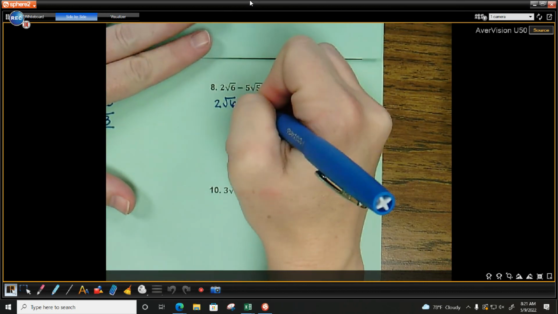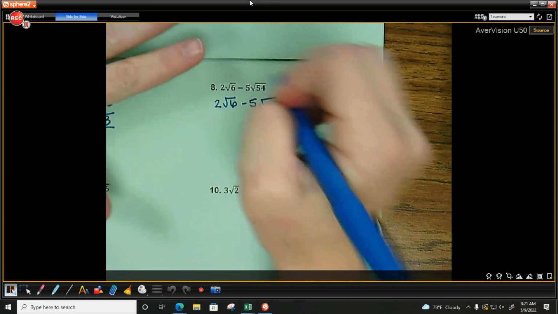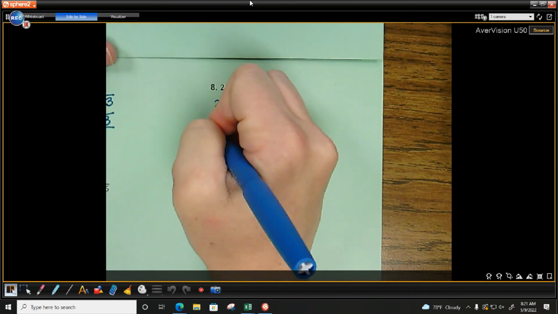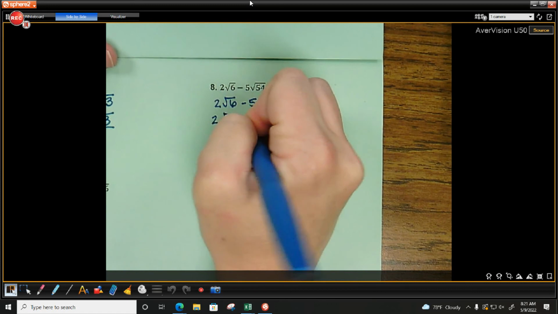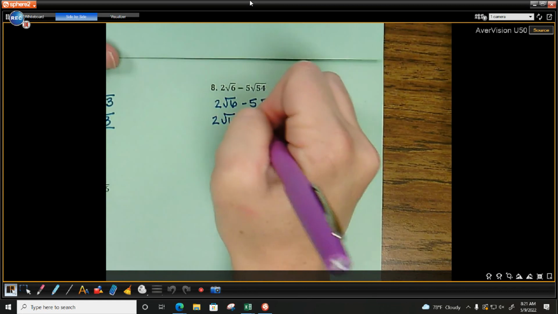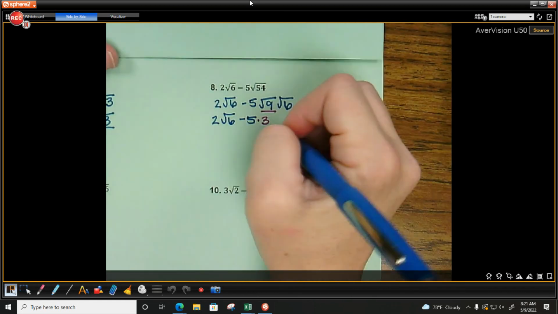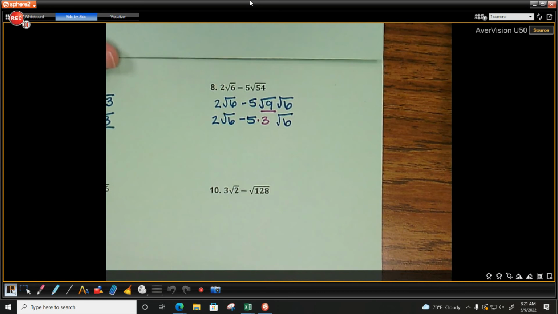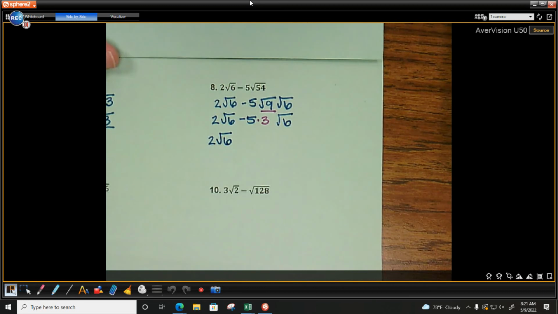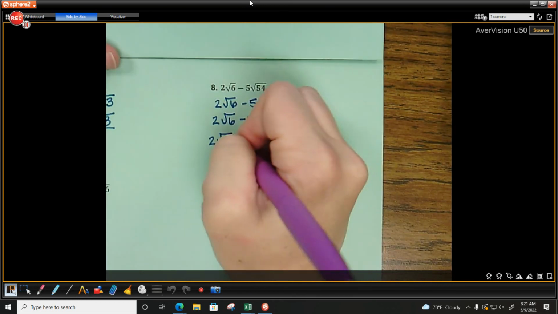Square root what? 9. 9 square root. Always put the perfect square before the non-perfect square. Drop down your 2 square root 6 minus 5. What's the square root of 9 become? 3. So times 3 square root 6. Keep your 2 square root 6. And what does this negative 5 times 3 become? Negative 15. Great job. Square root 6.